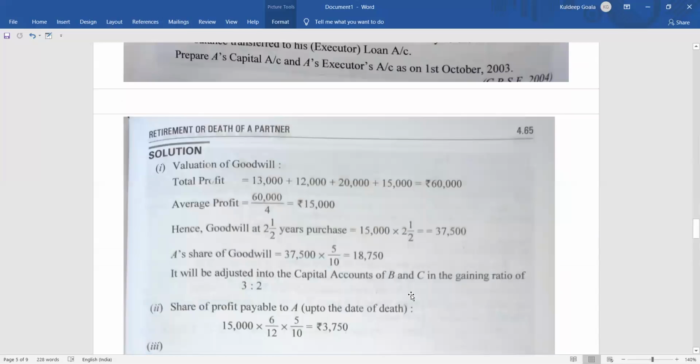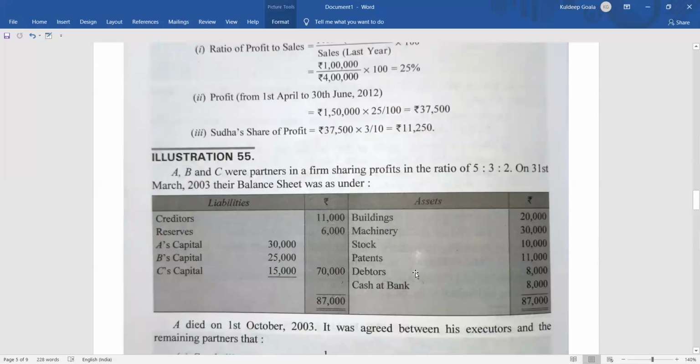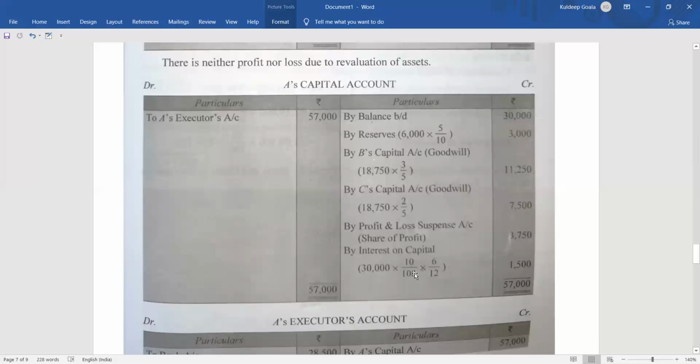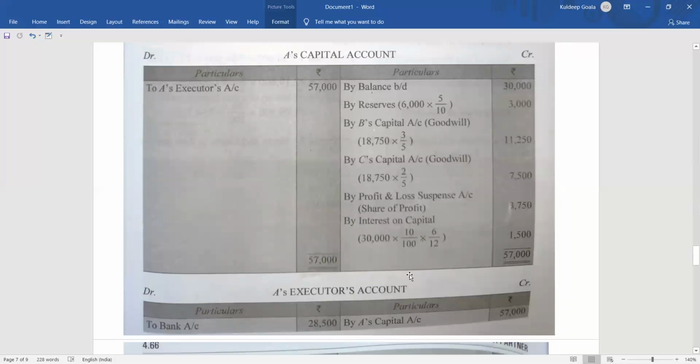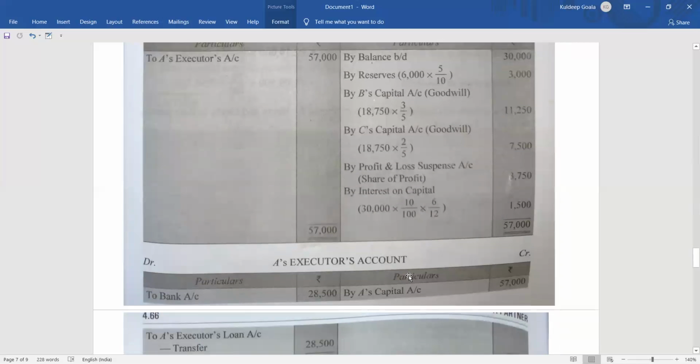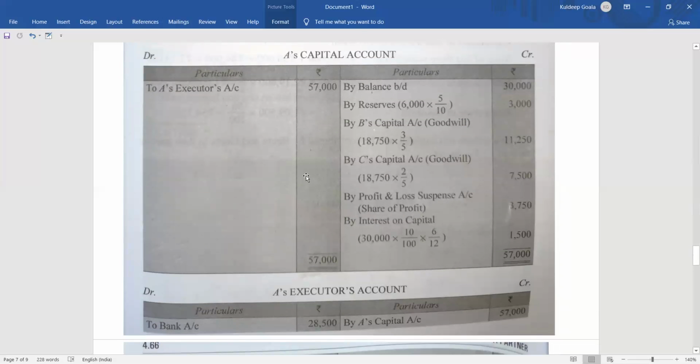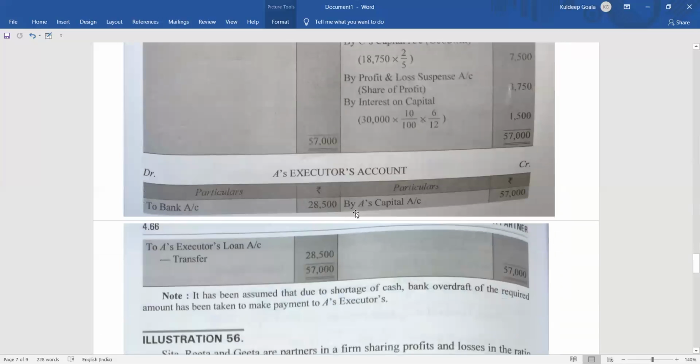So this particular point is very, very important in the final exam. Many times it happens that the students complete the sum and then come to know that there is one item that has been skipped, so they have to again cut and write. So be very careful. So this 57,000 will come in the executor account, the credit side. Obviously the journal entry is like this: A's capital account debit to A's executor account. So A के executor credit side में by A's capital account 57,000.